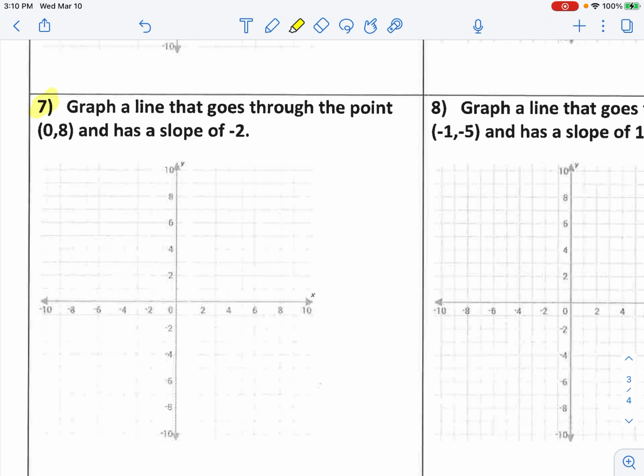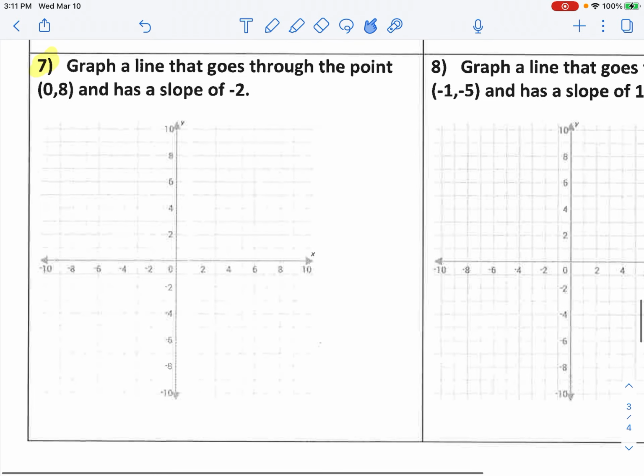Okay, last one we're going to do together, number 7. Graph a line that goes to the point 0, 8 and has a slope of -2. Graph a line that goes to the point 0, 8. So 0 on the x is right here in the middle, and 8 on the y. So I'm going to start right here.